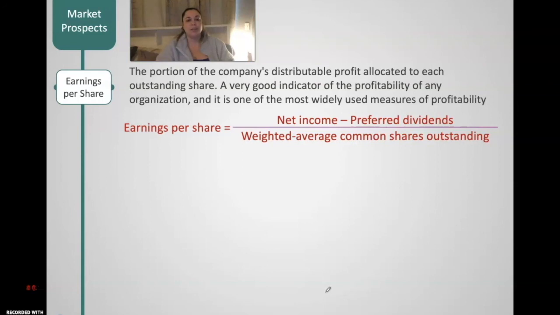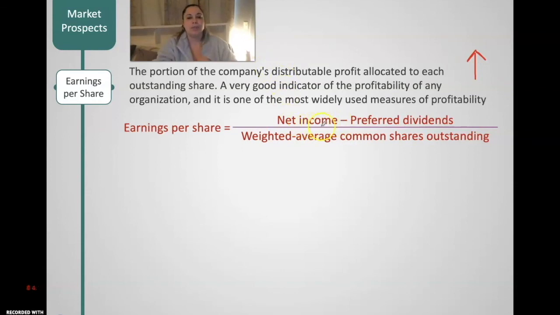It's the portion of the company's distributable profit allocated to each outstanding share. A very good indicator of the profitability of any organization, and one of the most widely used measures of profitability. Like I said, it's a very important number. We want the higher, the better. A lot of people in finance won't invest in a company unless earnings per share is over a certain dollar amount. So this is definitely one of the more important formulas that we're going to be doing.